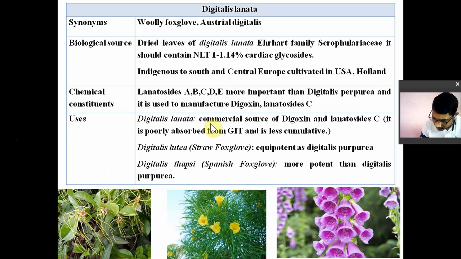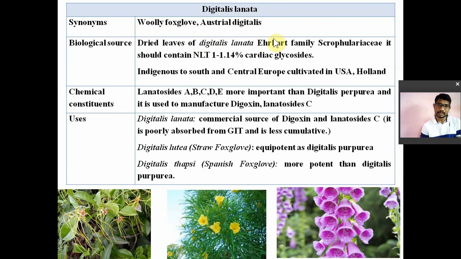There is another variety of Digitalis known as Digitalis lanata. Digitalis purpurea is the original drug, and Digitalis lanata is known as an allied drug, a similar drug. It is also known as woolly foxglove or Austrian Digitalis. Digitalis purpurea is the common foxglove or lady's glove.